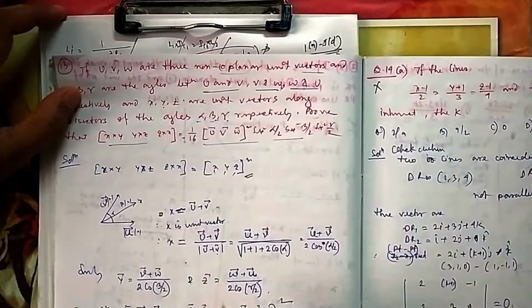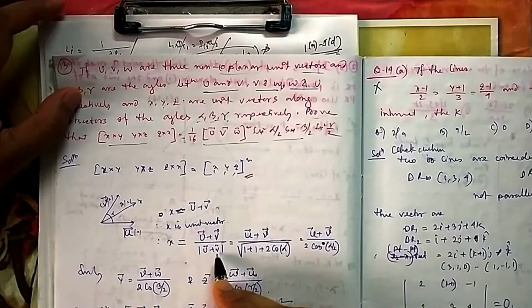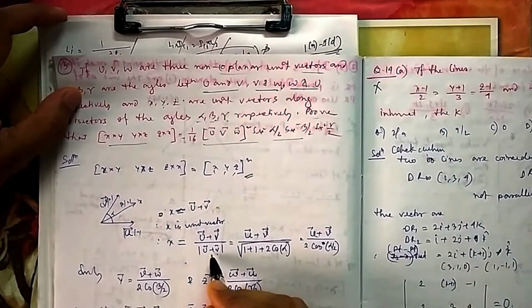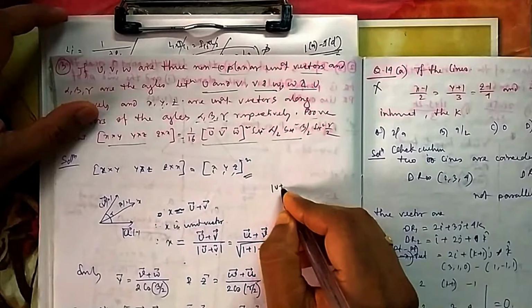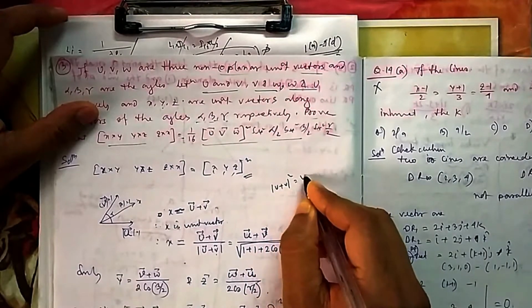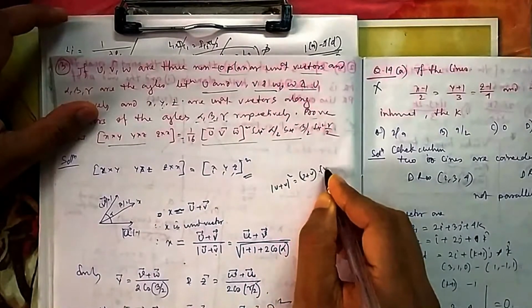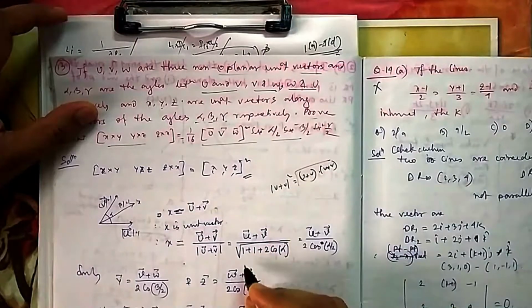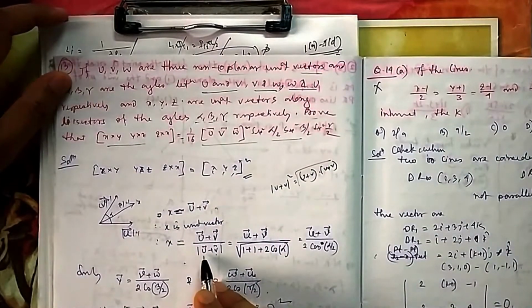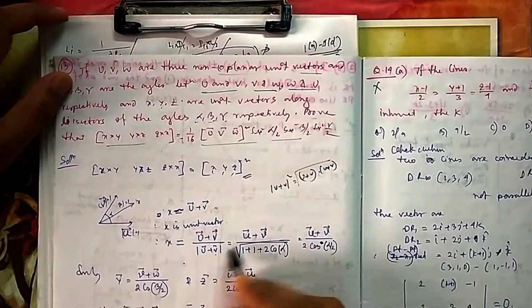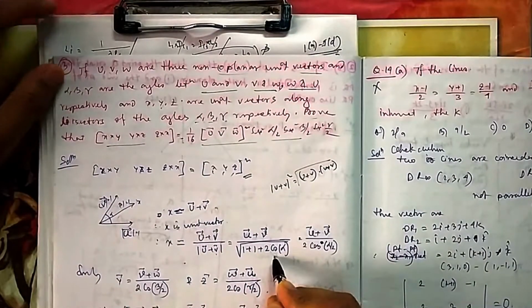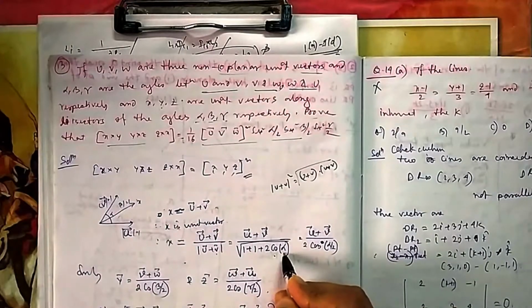So if you divide by the magnitude of this one, what is the magnitude of this one? U plus V, it is under root, you can do it. U plus V whole square is equal to U plus V dot U plus V. So the magnitude of U plus V will be under root of this one. So if you do the dot product, U will be 1, V will be 1, and 2UV cos alpha. Both magnitudes are 1, and the angle they have given is alpha.